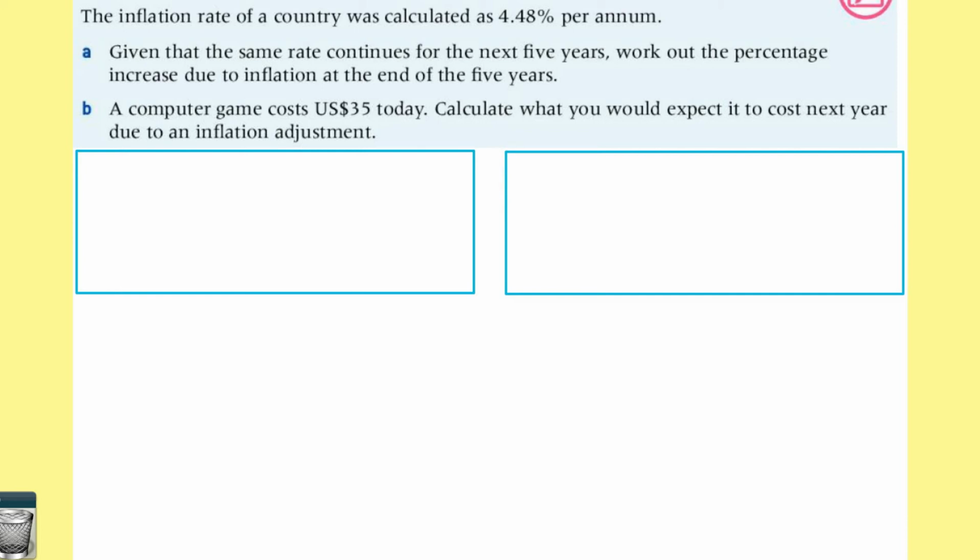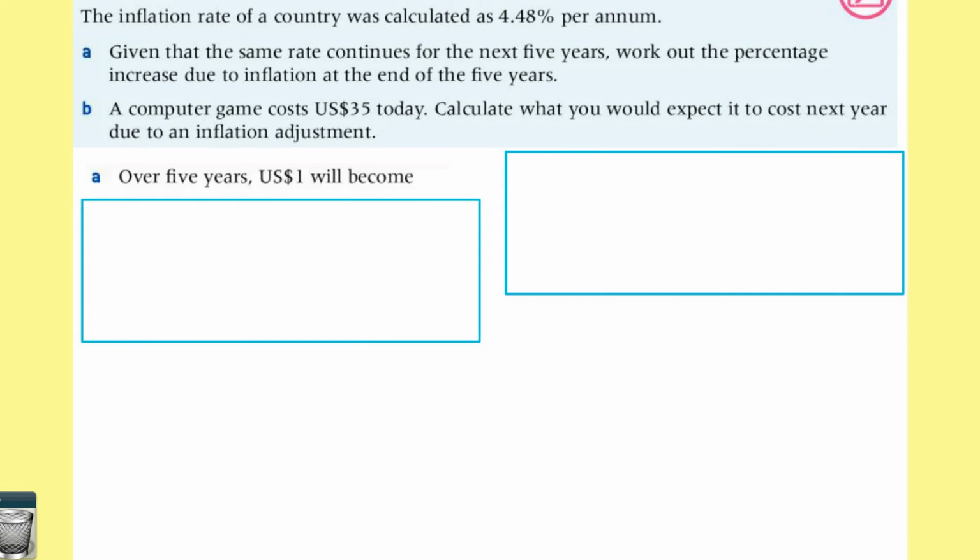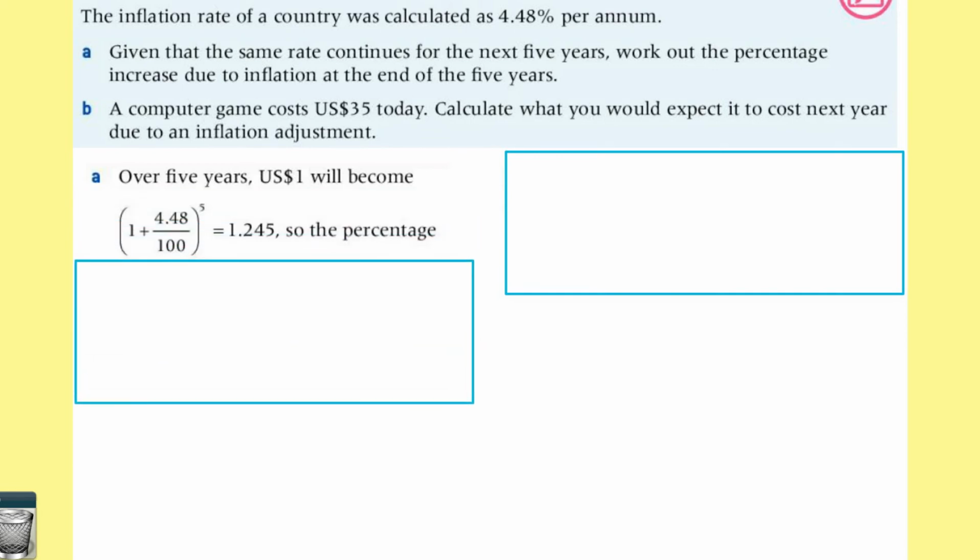Okay, so we want to work out the percentage increase. Well, first let's think about the inflation rate. We want to know what happens to the dollar. Okay, we always break it down to that single unit. So that's going to have an effect just like interest would, right? That inflation rate, that interest is very similar. So we're going to treat it the same and use the dollar amount. So here, over 5 years, the US dollar will become this formula. Okay, notice we did 1 plus the interest over 100 to the 5th power because it was over 5 years.